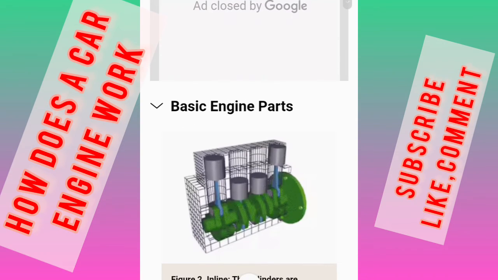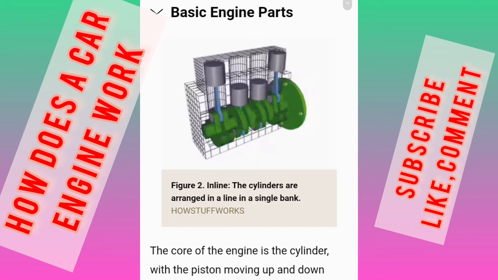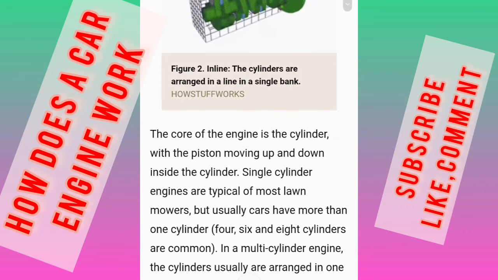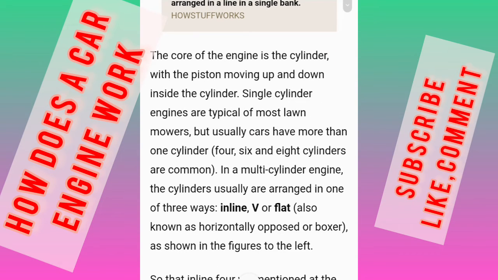Basic engine parts. Inline: the cylinders are arranged in a line in a single bank. The core of the engine is the cylinder, with the piston moving up and down inside the cylinder. Single cylinder engines are typical of most lawn mowers, but usually cars have more than one cylinder. Four, six, and eight cylinders are common. In a multi-cylinder engine, the cylinders usually are arranged in one of three ways: inline, V, or flat, also known as horizontally opposed or boxer, as shown in the figures to the left.